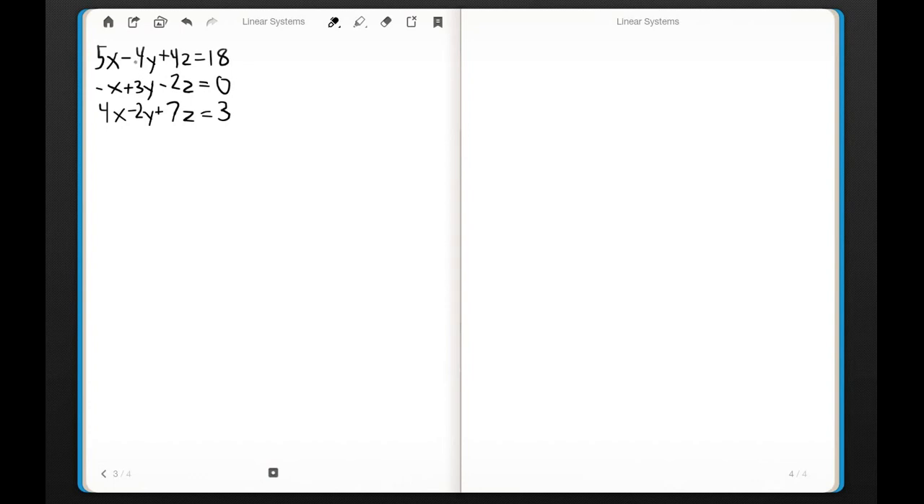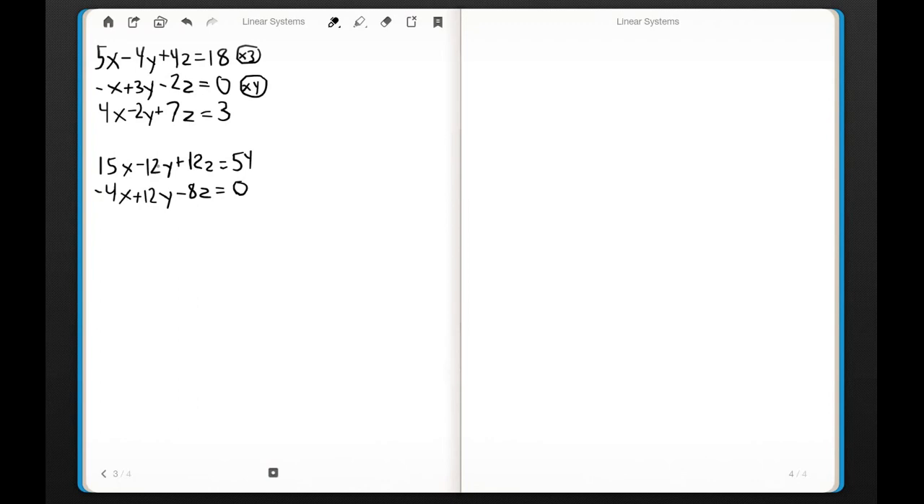4y and 3y. Remember, don't worry about the negative because we can always add instead of subtracting. So we need to get both of these equations to have 12y. So we're going to multiply this first one by 3 and the second one by 4. And so we'll get the first one is 15x minus 12y plus 12z equals 54. The second one is negative 4x plus 12y minus 8z equals 0.